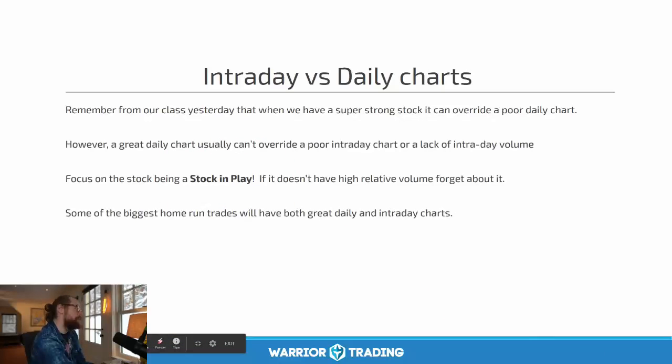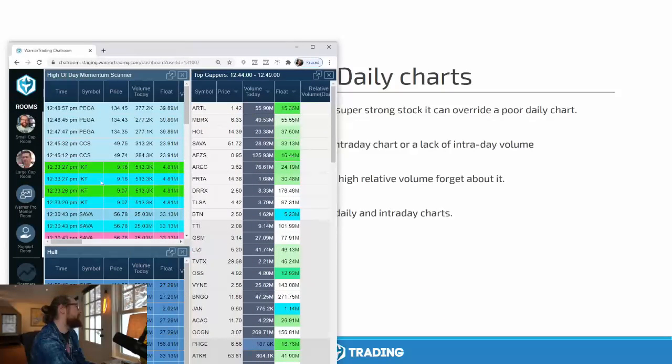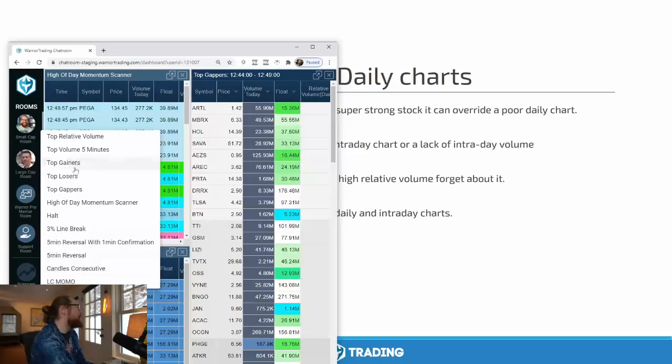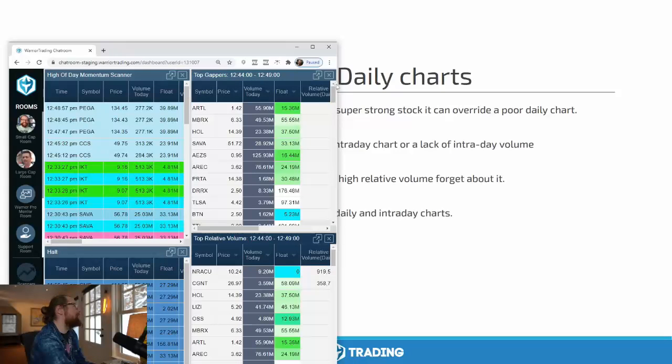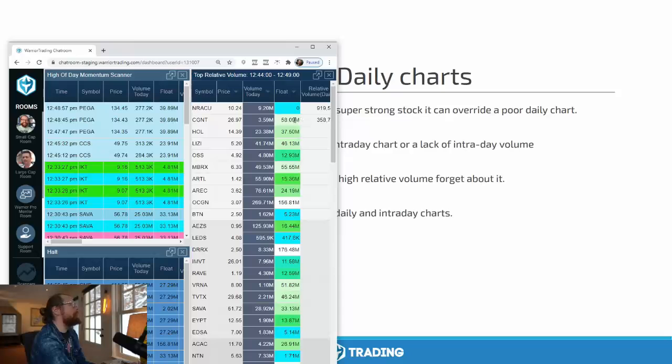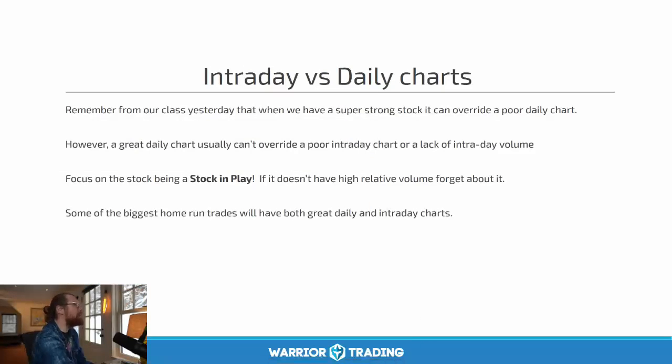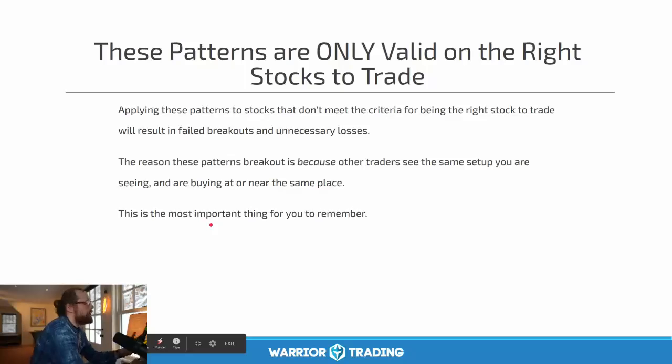Sometimes when you're focusing on the stock that has the highest relative volume, let's see, where's our relative volume? It's possible that you won't see the picture-perfect bull flag, but you'll see other setups. And because the stock has such high relative volume, it just makes sense to continue to focus on it and be willing to trade whatever patterns appear. Again, just to reiterate, the patterns are only valid on the right stocks to trade.